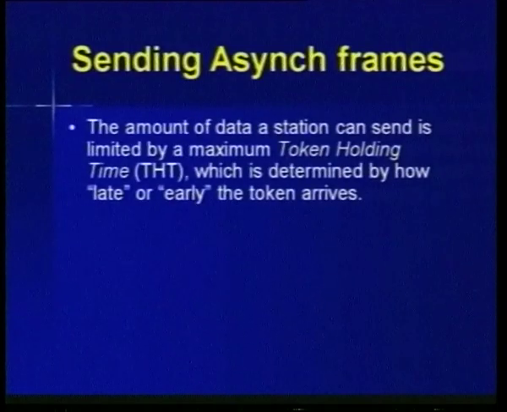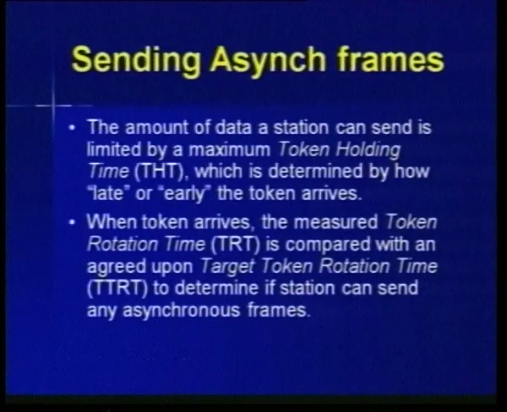The amount of data a station can send is limited by a maximum token holding time, which is determined by how late or early the token arrives. When you release the token, you start timing and see when the token gets back to you. If the token comes back early, then you get to transmit asynchronous frames. If the token arrives late, then you cannot transmit asynchronous frames, you can only transmit synchronous frames. When the token arrives, the measured token rotation time is compared with the agreed upon target token rotation time to determine if a station can send any asynchronous frames.